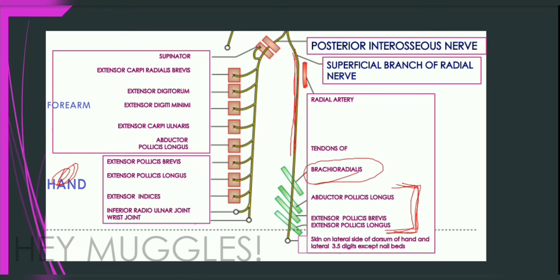So this is not your hand, this is your hand. So in the hand, it supplies the skin on the lateral side of your dorsum of hand and your lateral 3.5 digits except the nail beds. So in the hand, it is giving a sensory supply, right? So it is supplying the lateral side of the posterior part of your hand, that is your dorsum of hand, and lateral 3.5 digits except their nail beds, right?